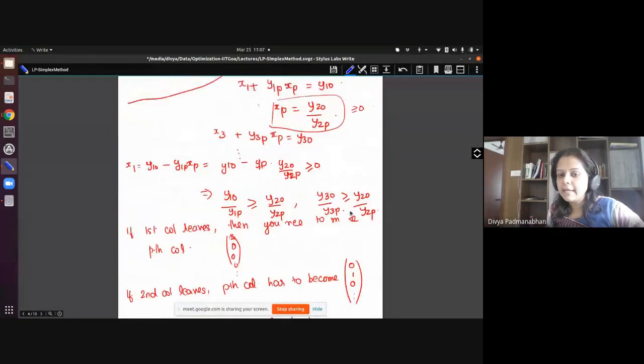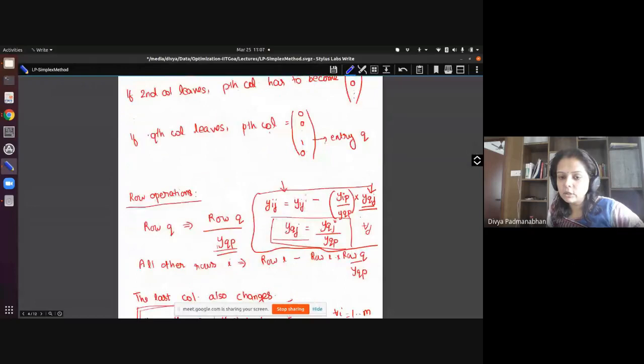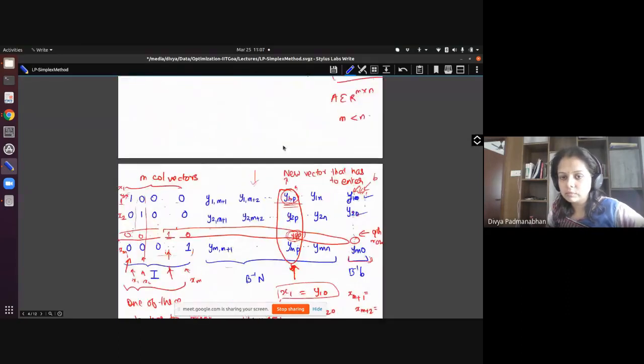Okay, and every other row you take, that will get subtracted from the qth row. So if I'm taking the ith row, what is the change to the rest of the tableau? The qth row is taken care of. Now if I look at row i, how that is going to change is you want to make all these entries zero.